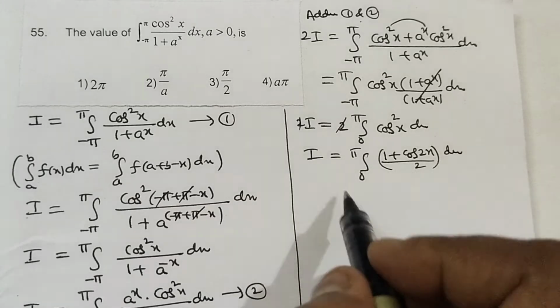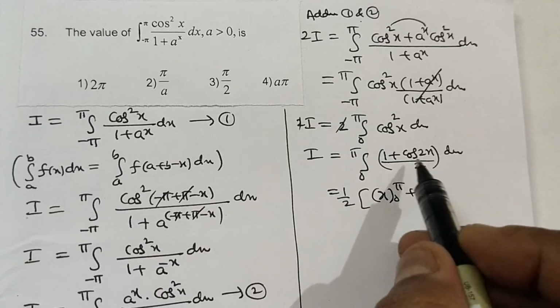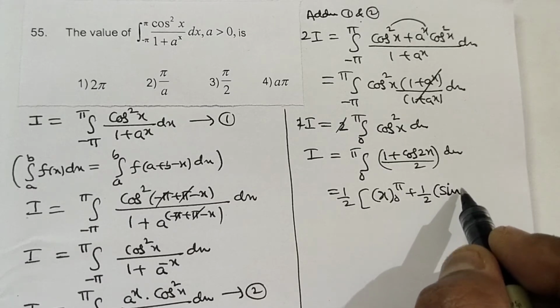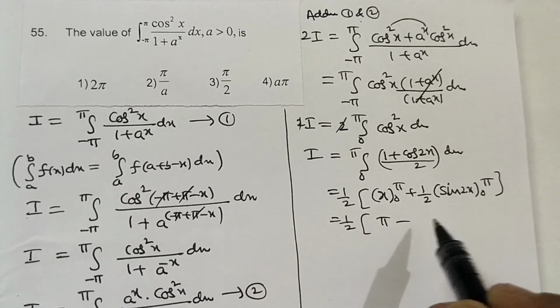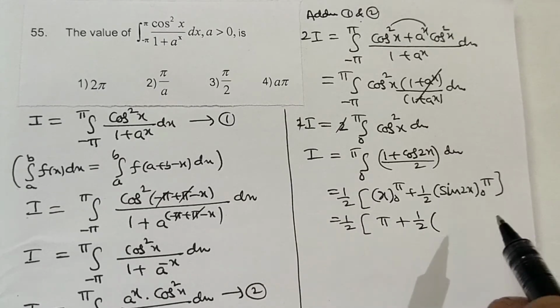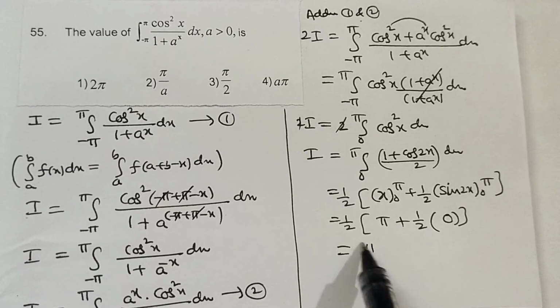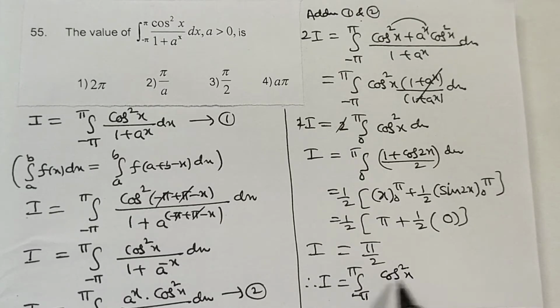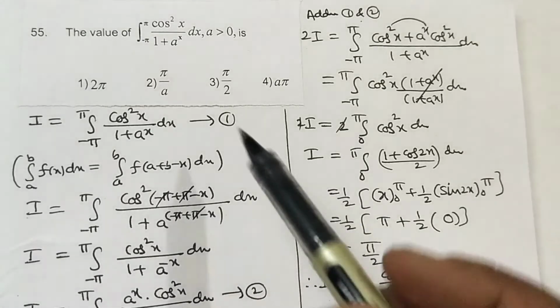So 1 by 2 we can take outside. Integral 1 into dx is x, applying the limit 0 to pi. Integral cos 2x dx is sin 2x by 2. So 1 by 2 sin 2x, applying the limits 0 to pi. So 1 by 2 into pi minus 0, plus 1 by 2 sin 2 pi, which is sin 0, which is 0. Anyway, total it is pi by 2. So the given integral I, integral minus pi to pi cos square x by 1 plus a power x into dx, is equal to pi by 2, which is there in the third option.